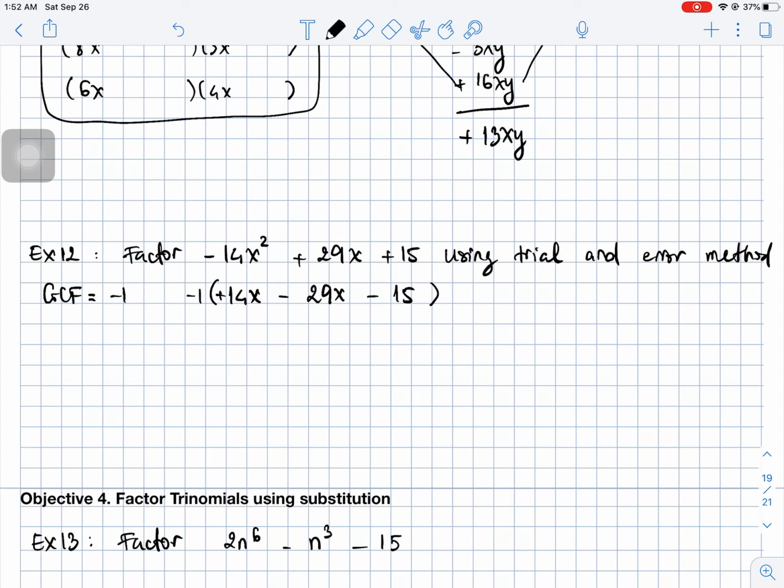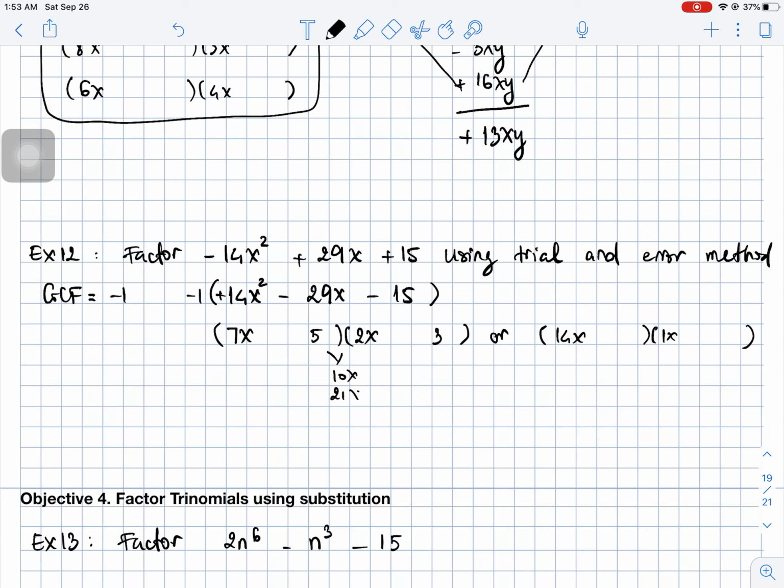Now for the signs, let's just put minus for all of them. Then the first minus does not make sense, so you have to change it to plus. The minus 29 is correct and the minus 15 is correct. Then we will factor the trinomial, so we can try 7x and 2x, or we can try 14x and 1x.